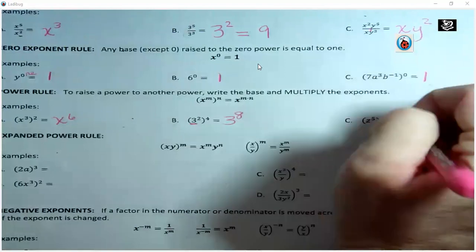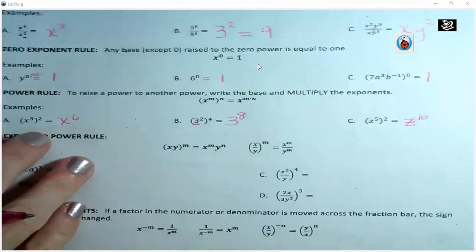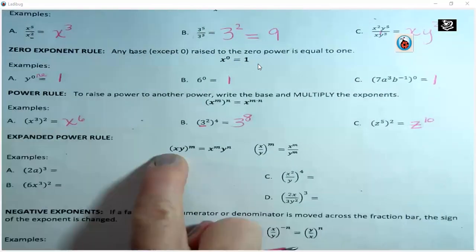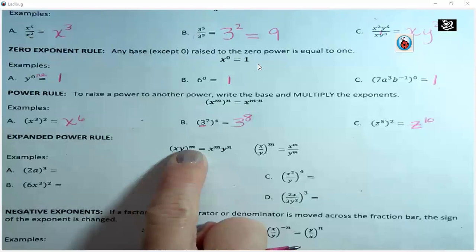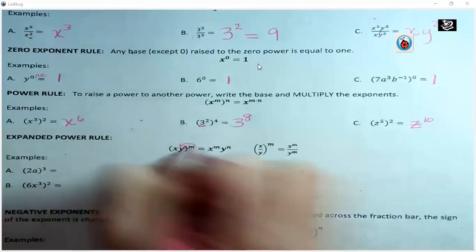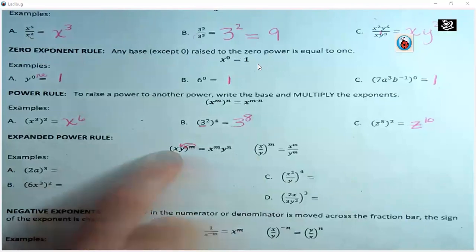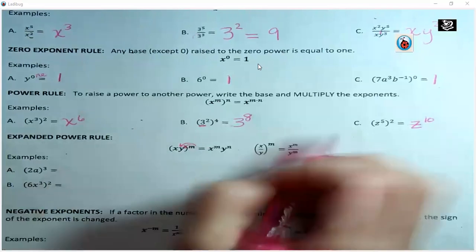Multiplying. Good. So that gives me z to the 10th as my answer. Okay. All right, here we have xy to the m power, and m goes to both of them. Notice that there's not a plus or minus in there. If there was a plus or minus, you could not distribute the exponent. There's not, just a monomial. Same thing here, the m goes to both of them.